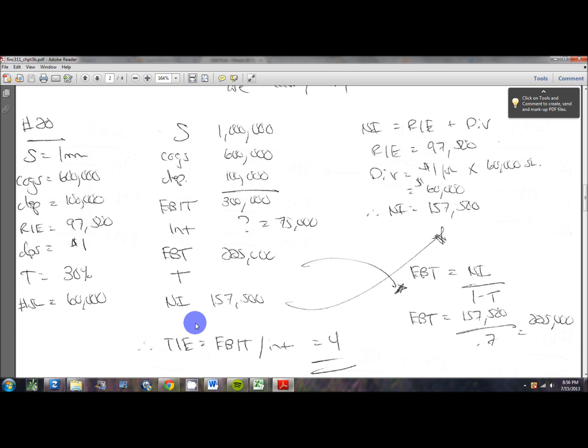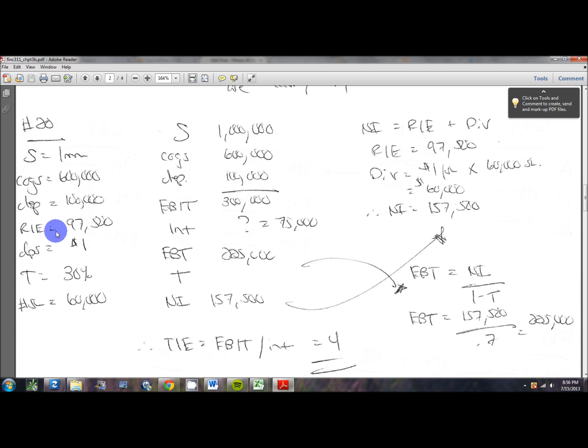Now from your reading, again, we didn't cover this in class, the times interest earned ratio is going to be your EBIT divided by your interest expense. You see that it turns out to be 4, but obviously we're going to work through how to get to that point. These are the two inputs that you need to find: the EBIT and the interest expense, and you end up doing them collectively or together.